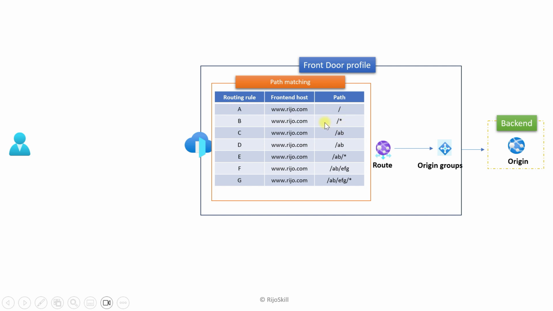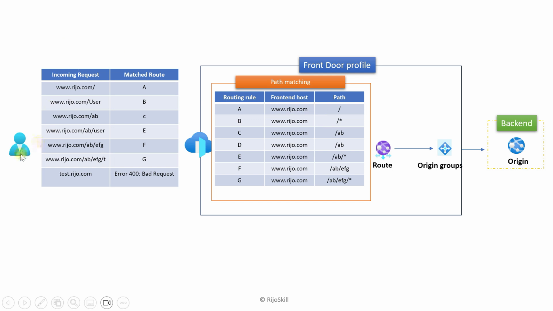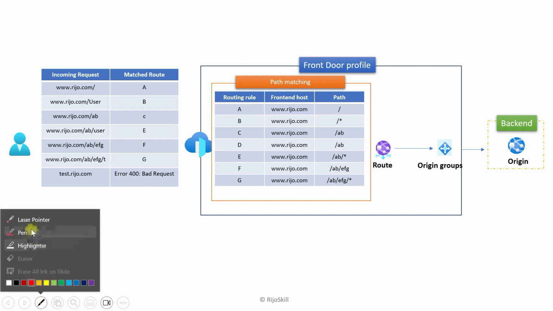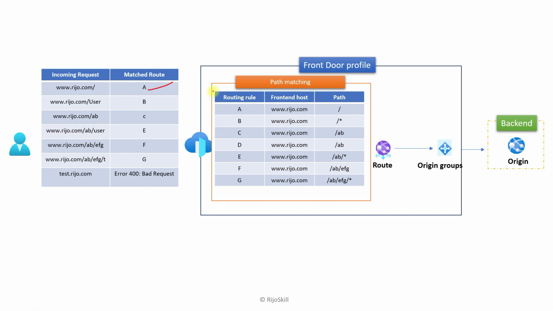What happens when an incoming request comes? You can see the incoming request, www.rejo.com. They will check whether it matches your routing rule or not. Yes, we can see here that the matched route is A. The path is available for slash, so the matching route is A.